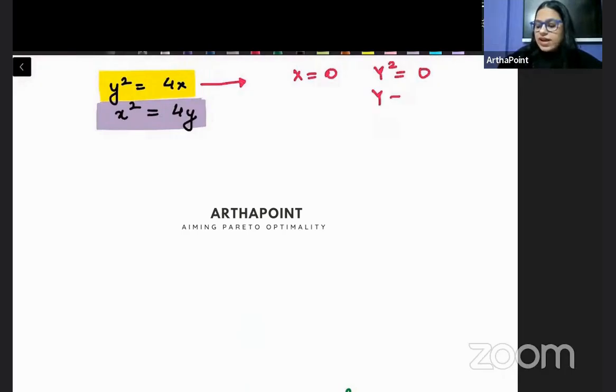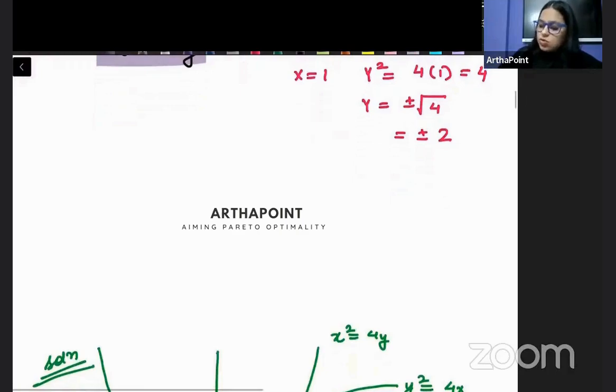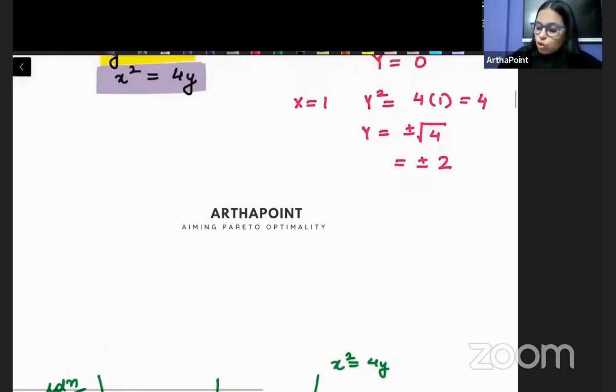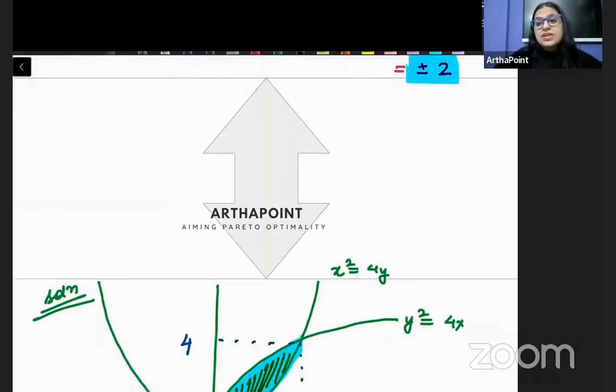So it means my y will also be 0. But when I put x as 1, my y square will be 4 into 1. That means 4. So my y will be plus minus under root 4. That means plus minus 2. तो अब हमें ये समझना होगा कि y की दो वैल्यूज चल रही हैं जब x की सिंगल वैल्यू चल रही है. When x is 1, y is taking the value plus minus 2.